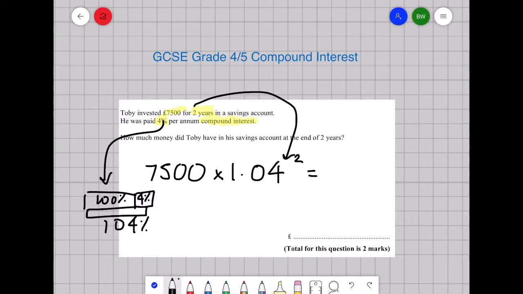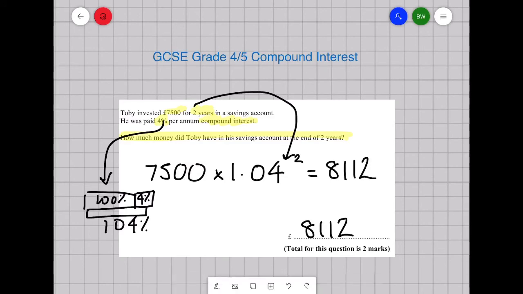Now I can type that into my calculator, 7,500 times 1.04 to the power of 2, and that gets me 8,112. Question asks how much money did he have in the account. It's not just asking for the interest, so I can write on my answer line £8,112. Can you use that to answer this question?